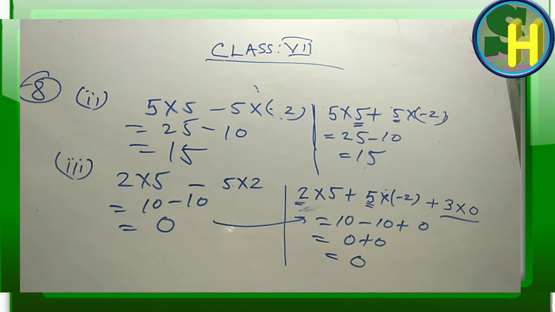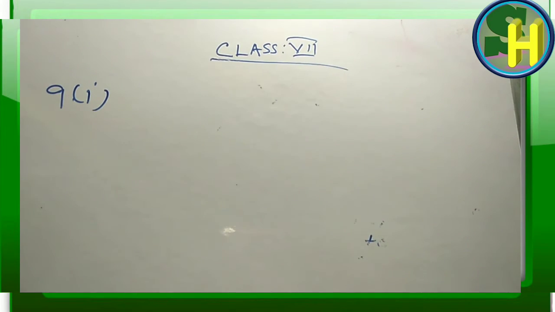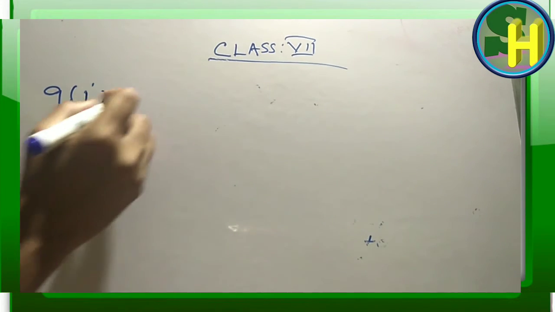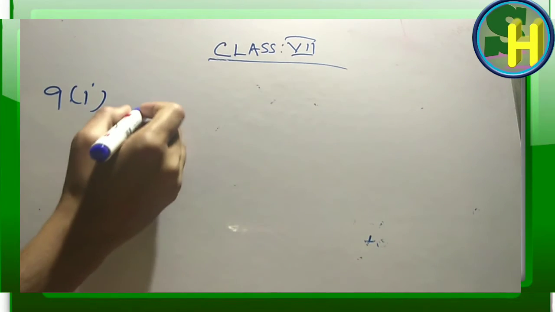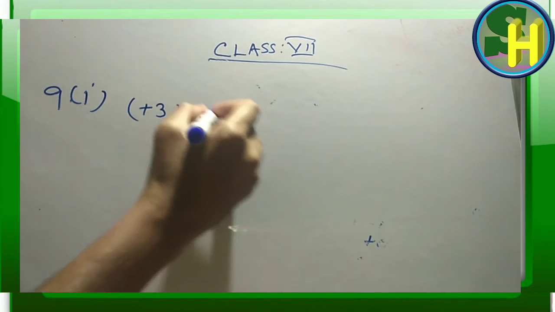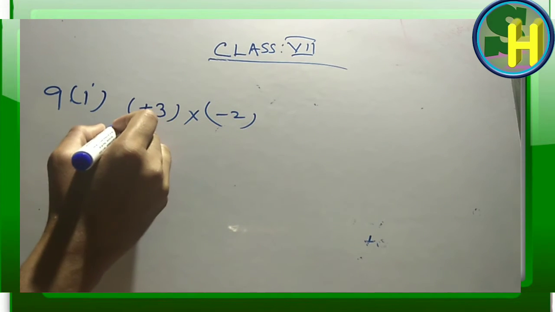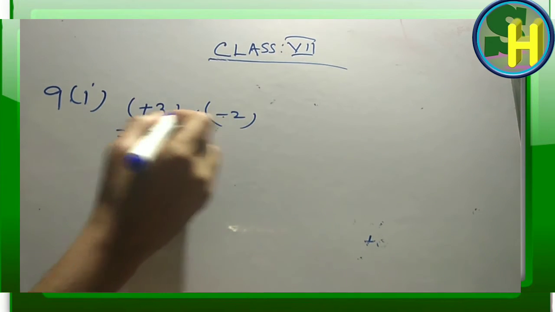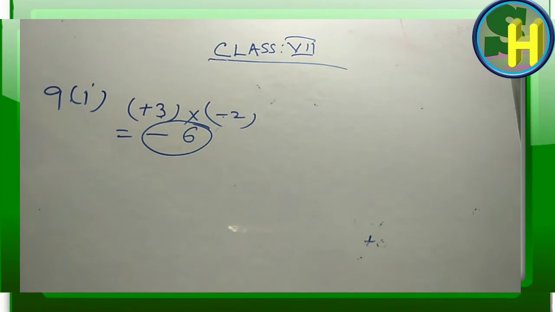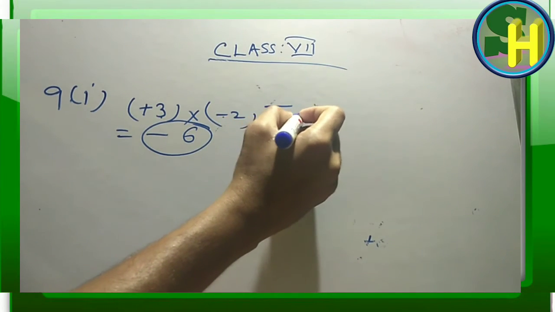So next is true and false, 9(i). Question is: product of a positive and negative integer is a negative integer. Just to take an example, plus 3 is a positive integer, and minus 2 is a negative integer. If you are multiplying it, what is? This is a plus and minus, minus 3 into 2 is 6. So we are getting negative integer. So question number 1 is true.